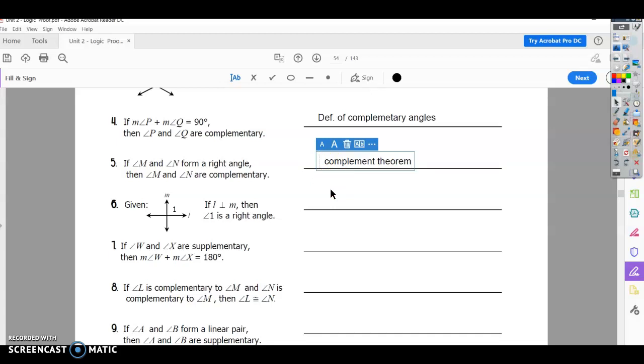All right, number 6 says given angle 1, so if L, this line here, is perpendicular to M, okay, so if these two lines are perpendicular, then the angle 1 is a right angle. All right, so that is the definition of perpendicular.